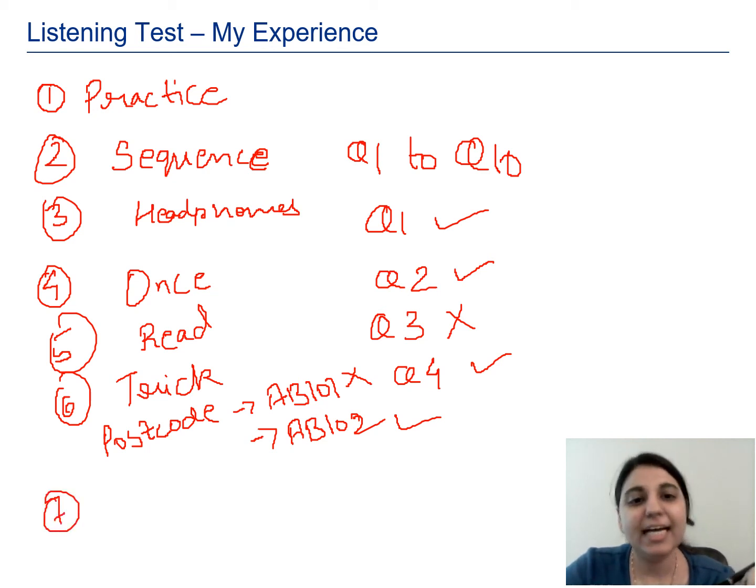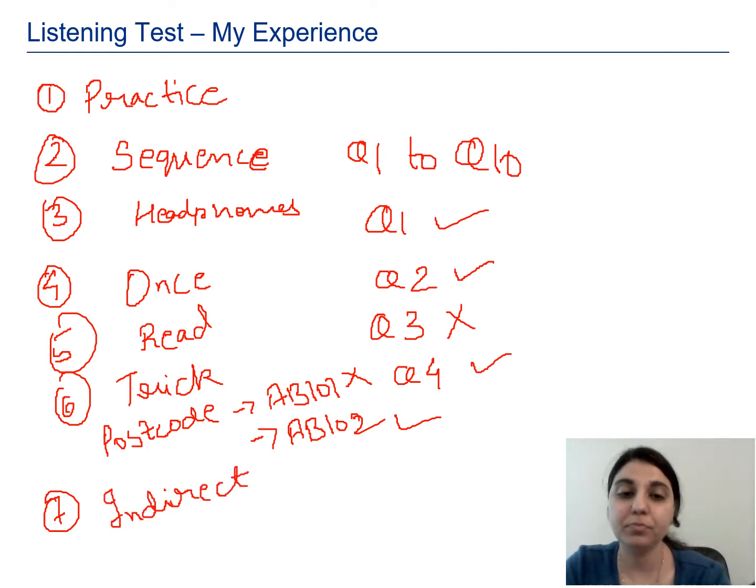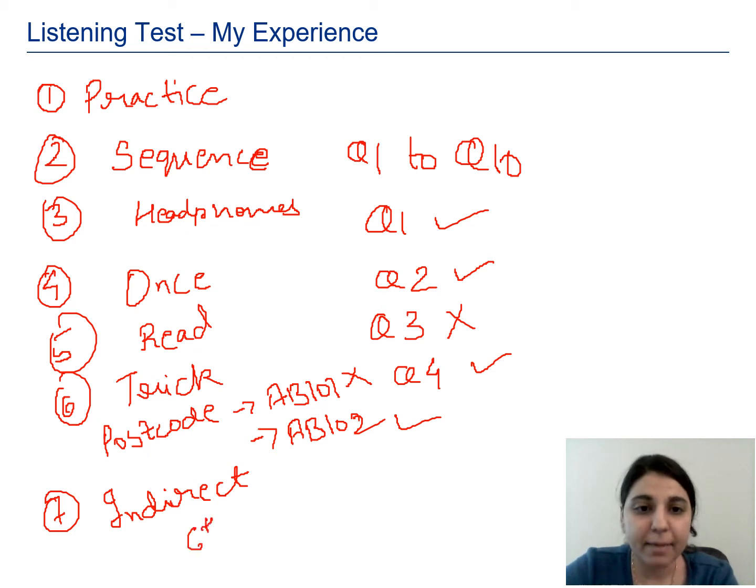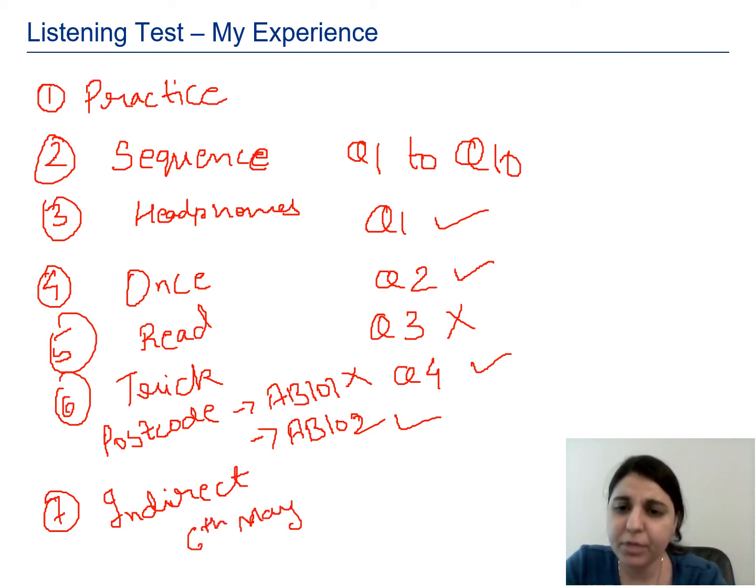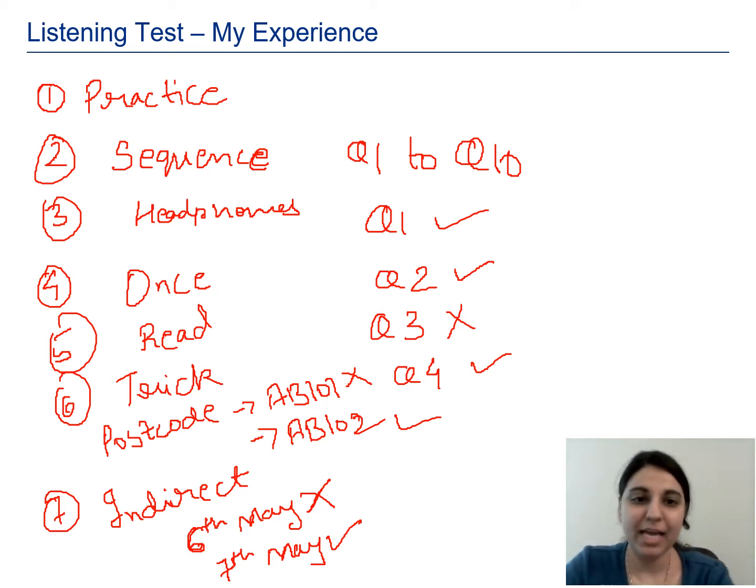The next thing is that they might give you indirect answers. Now what are indirect answers? For example, one person asks another, when did we take admission for this course? The other person says, oh yeah, it was just a day after my birthday. My birthday was on 6th May, so that is the time we took our admission. So now you know, a day after my birthday, after 6th May, is 7th May. So your answer is 7th May and not 6th May. If you write 6th May, you will get it wrong, and you have to write 7th May, which is the right answer. So these are some things that I wanted to discuss with you all.